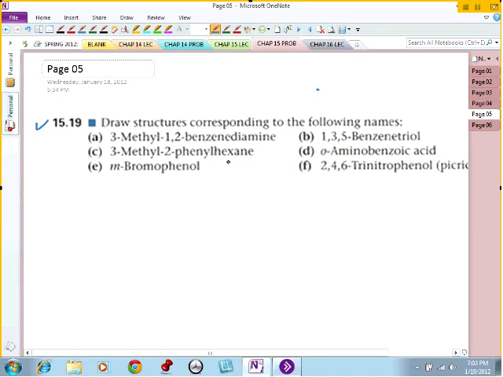Draw structures corresponding to the following names. What is the first one? 3-methyl-1,2-benzenediamine. Okay, in this case, they do want us to give the structure of 3-methyl-1,2-benzenediamine. I will tell you, in this particular instance, when they say diamine, they mean that you have two of this group attached to benzene. So what would be the structure for number one, for A? We do the benzene, right?